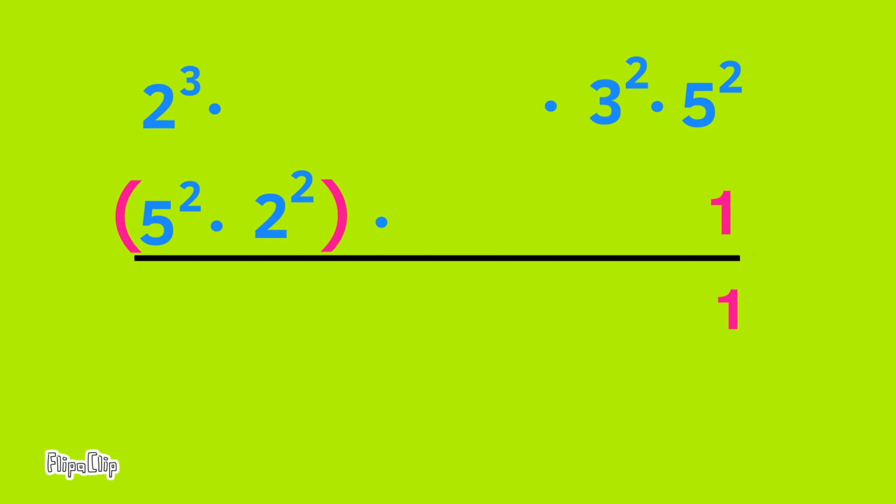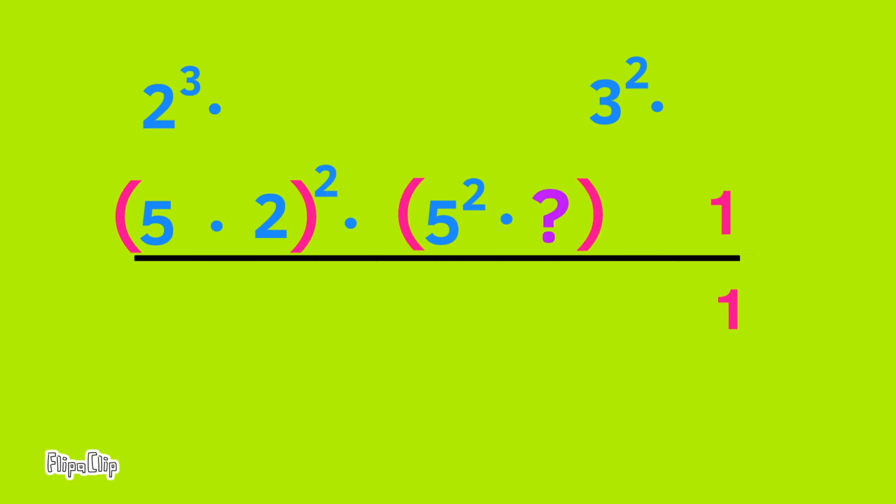5 to the power of 2 times 2 to the power of 2 is the same as 5 times 2 all to the power of 2. Which of the remaining pair of terms would you match with this 5 to the power of 2 to make it easier for you? I would choose the term that has 2 as its base because 5 times 2 equals 10, and that makes it easier for me. But I am going to add just a bit of a challenge.